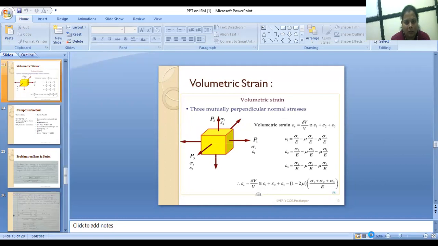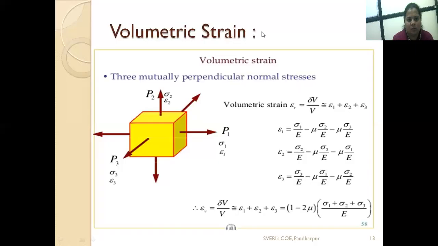In the last lecture, we were discussing volumetric strain. Volumetric strain is the ratio of change in volume to original volume, denoted by epsilon V. So change in volume, delta V, upon original volume. This is basic, but we have to derive the effect of Hooke's law and Poisson's ratio.